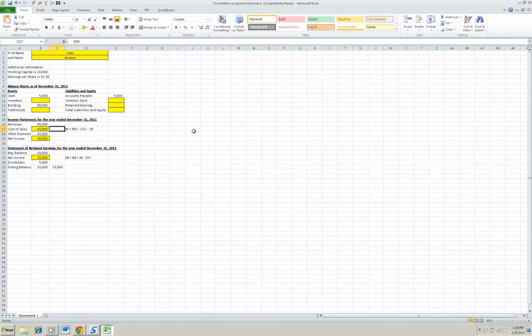And again, it's just by solving this equation here, but just going through that equation and solving for the variable. And just to prove that out, I'll start with 80,000 minus the cost of sales minus other expenses, and that gives us 28,000. Okay, so far so good.